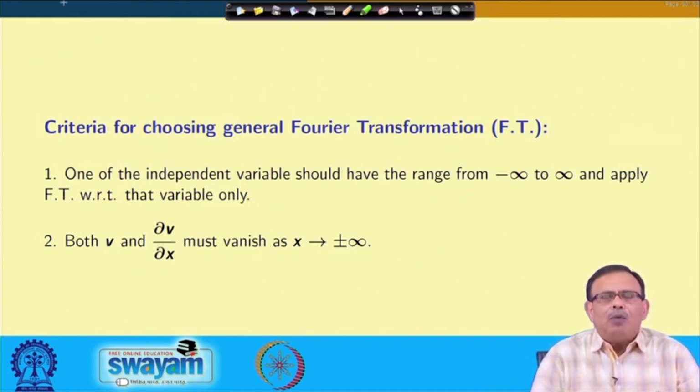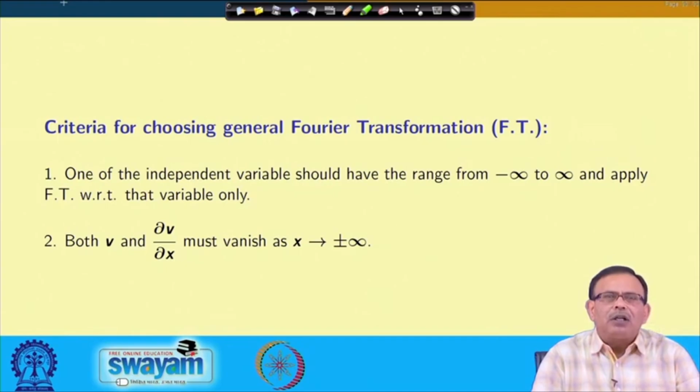Number 1, you have to check: I have two independent variables in general for a second order PDE. Out of them, at least one independent variable must vary from minus infinity to plus infinity. Then only I can apply Fourier transform with respect to that variable. Point number 2, both the function v and del v del x must vanish as x approaches plus infinity or minus infinity. Please note this one. If these two conditions are not satisfied, I cannot use the Fourier transform.